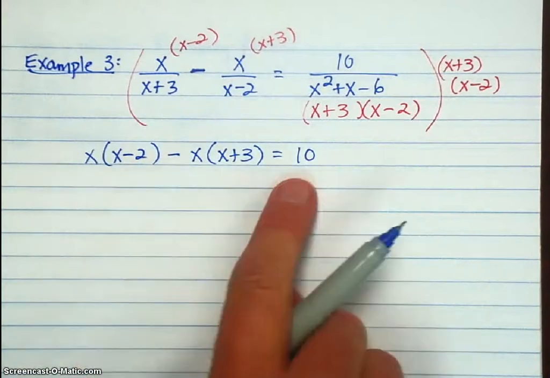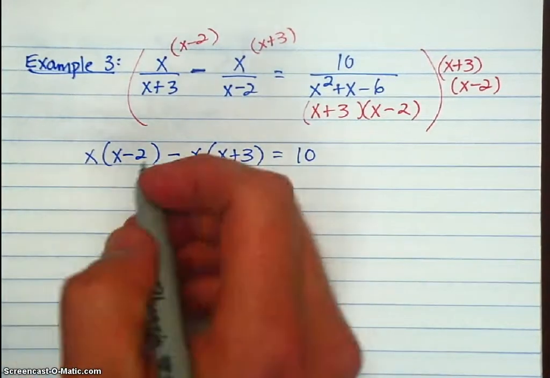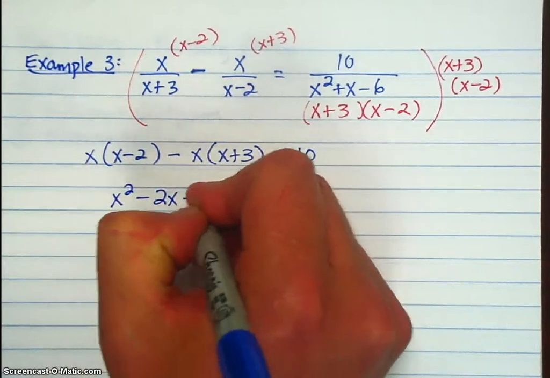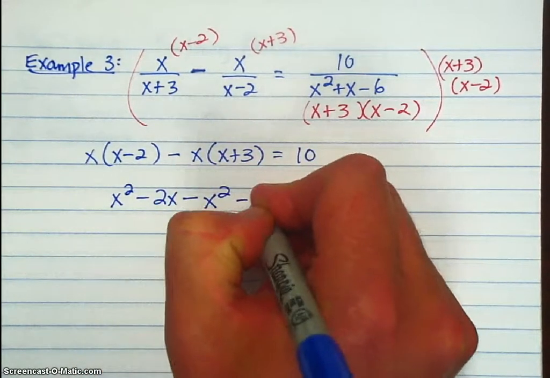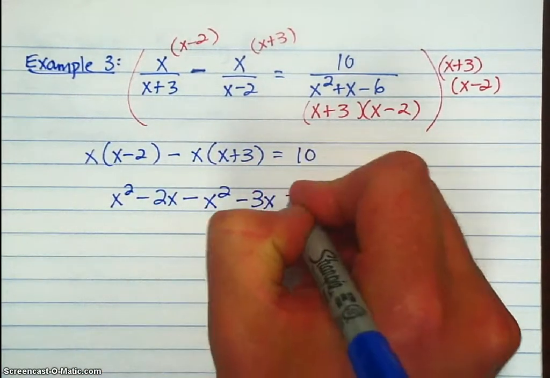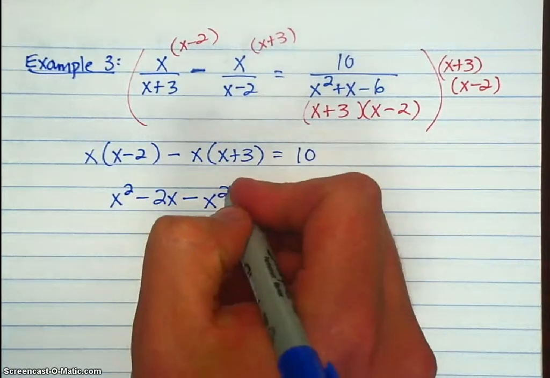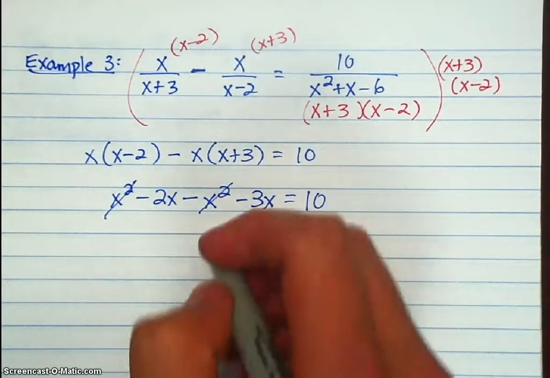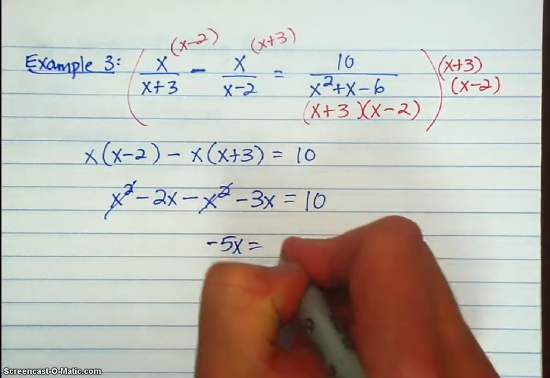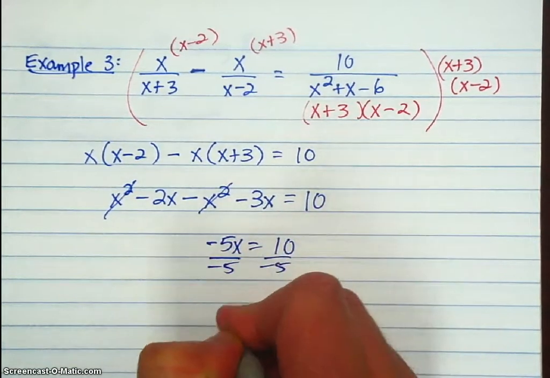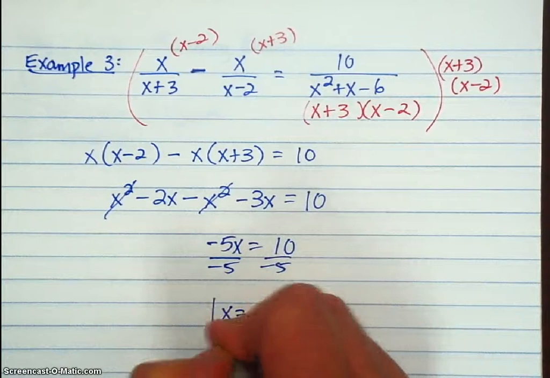Right? So now, we're going to multiply this out here. We're going to end up with x squared minus 2x minus x squared minus 3x equals 10. If we combine like terms, the x squareds cancel. I get negative 5x equals 10. We divide by negative 5, and x equals negative 2.